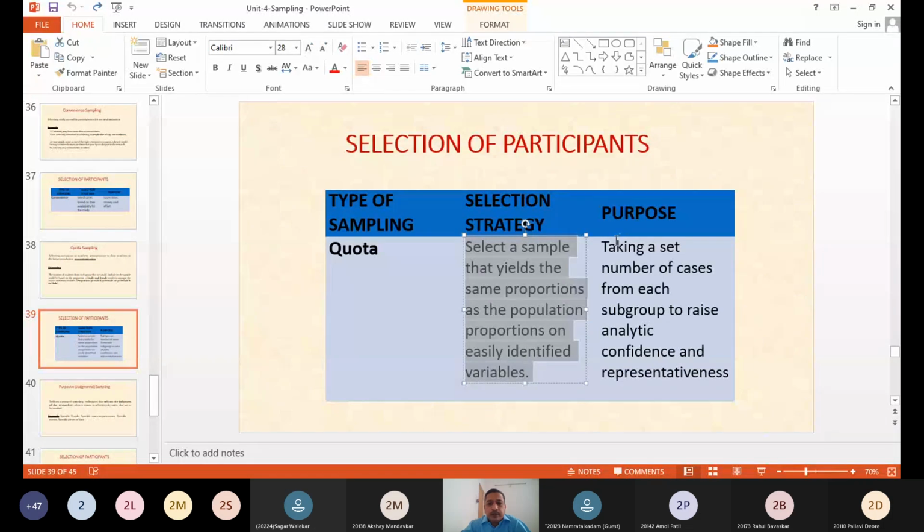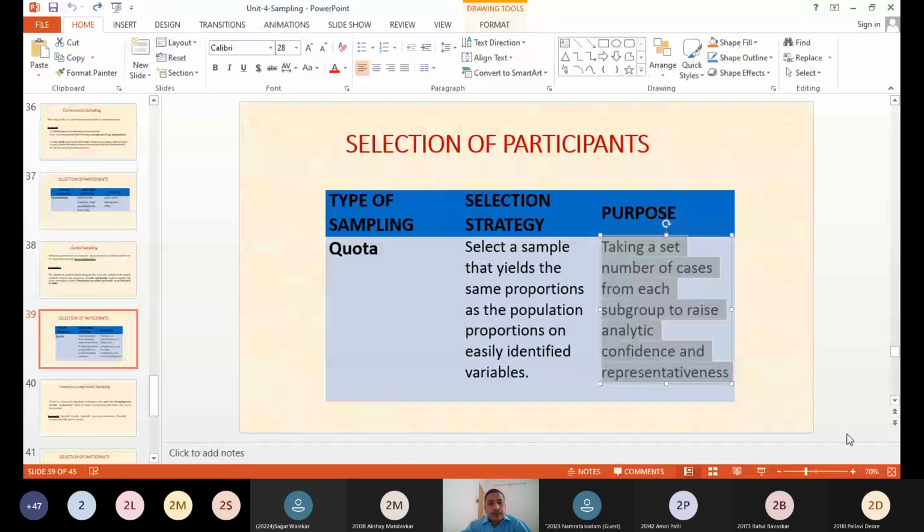And the purpose of this method is taking a set number of cases from each subgroup to raise analytical confidence and representativeness. So with quota sampling, the main purpose is to take a set number of cases, the quota of particular cases or individuals from each subgroup, to raise the analytical confidence, to raise the accuracy and representativeness of that particular sample to the population.